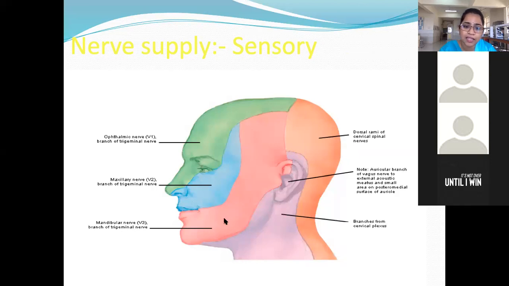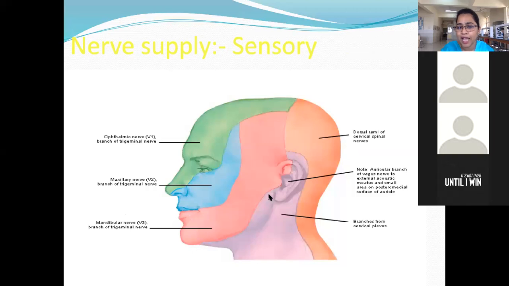Okay, and then the last one, mental nerve. Okay, supplying to the skin of the chin, mental nerve. Till here, everyone clear? Mandibular area, we have got auriculotemporal branch, buccal branch, and the mental branch. These are all the three branches of mandibular division of trigeminal nerve, supplying this region of the face.